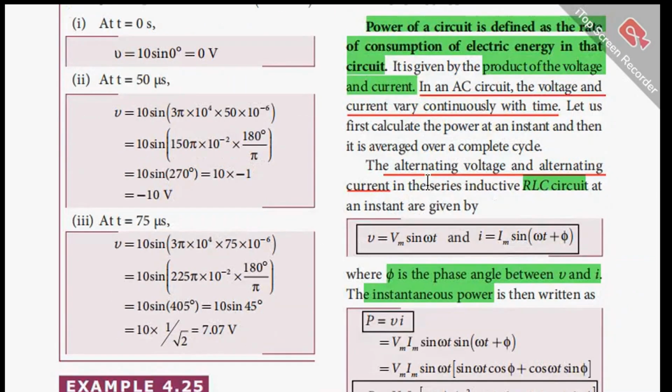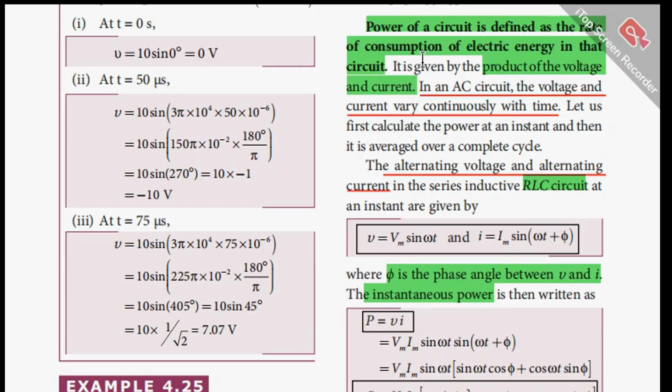Introduction. What is the power of a circuit? How will you define that? Power of a circuit is defined as the rate of consumption of electrical energy in that circuit, and it is given by the product of the voltage and current. In an AC circuit, the voltage and current vary continuously with time. Let us first calculate the power at an instant, and then it is averaged over a complete cycle.